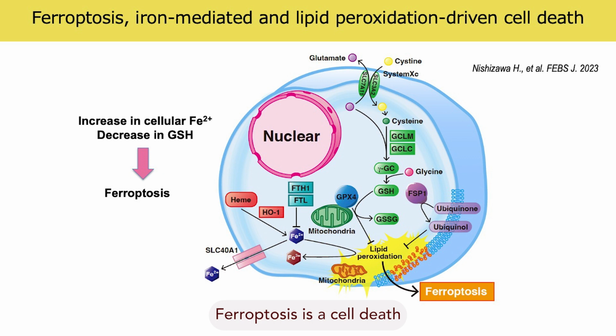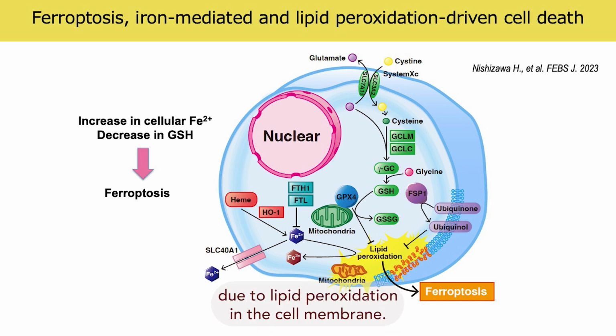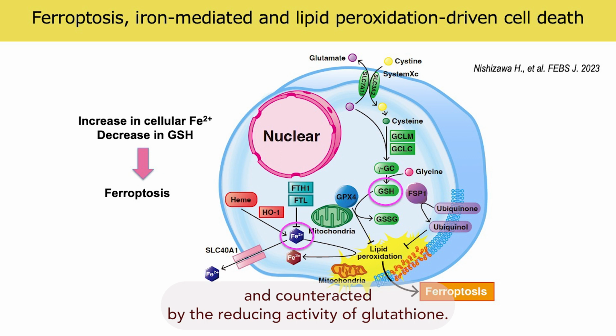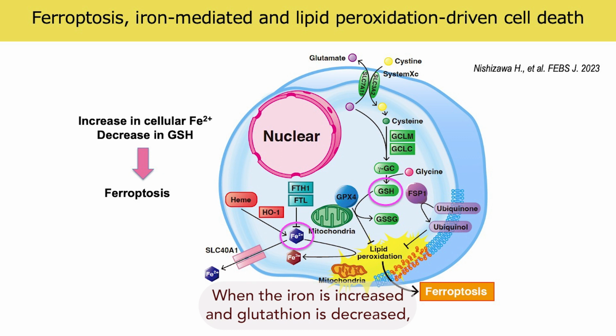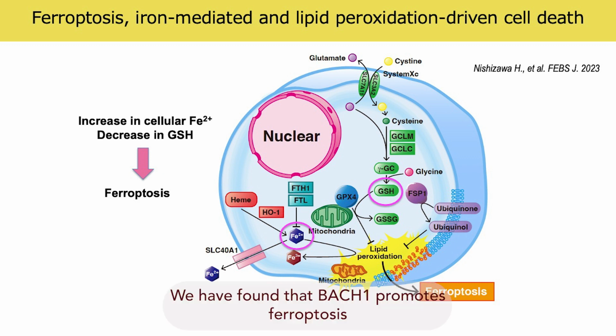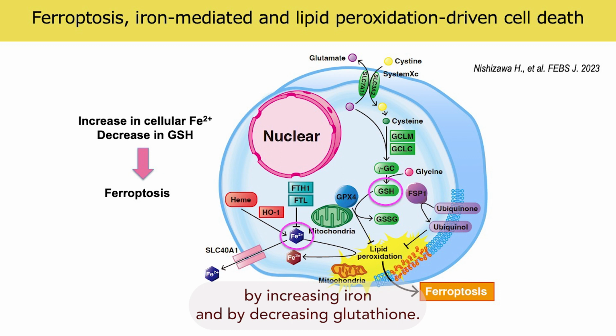Ferroptosis is cell death due to lipid peroxidation in the cell membrane. This lipid peroxidation is catalyzed by ferrous iron and counteracted by the reducing activity of glutathione. When ferrous iron is increased and glutathione is decreased, or when the balance of these two elements is skewed, ferroptosis can take place. We have found that BACH1 promotes ferroptosis by increasing iron and by decreasing glutathione.